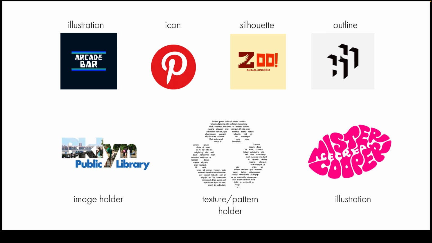Now, where it starts getting a little bit more interesting is in the bottom part here. A letter or a set of letters can also be an image holder, like the logo for the Brooklyn Public Library. Notice how the letters BKLYN now have an image inside, giving the viewer an insight as to where it takes place, what the community is like, and making it feel more personalized to that community.